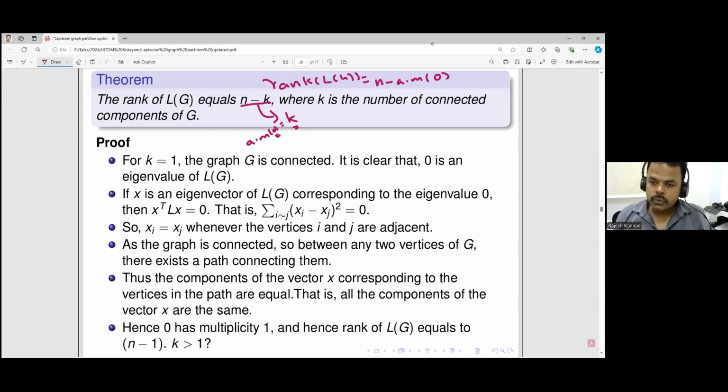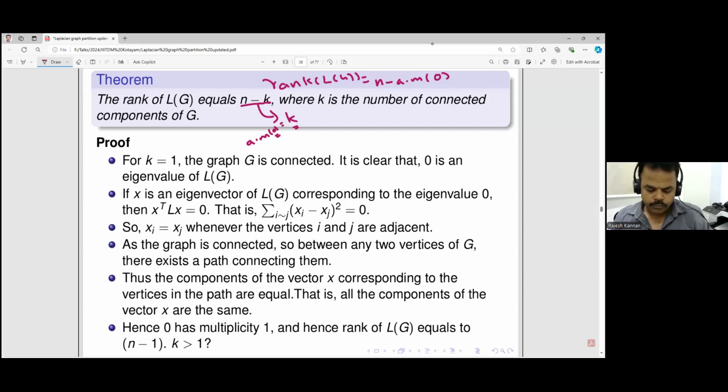So if the second smallest eigenvalue of the graph is different from 0, then the graph is connected. But the magnitude of the second smallest eigenvalue, even though it is different from 0, can be close to 0. In that case, your graph will not be well connected. If the second smallest eigenvalue is really high, then your graph will be really well connected.